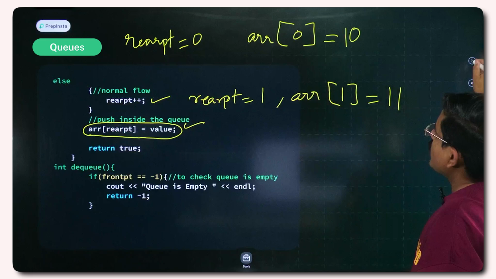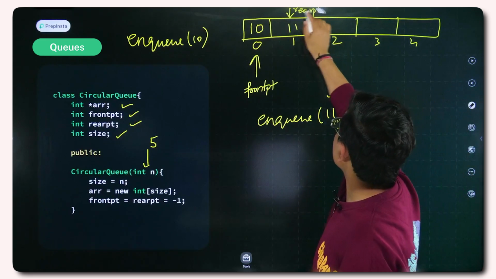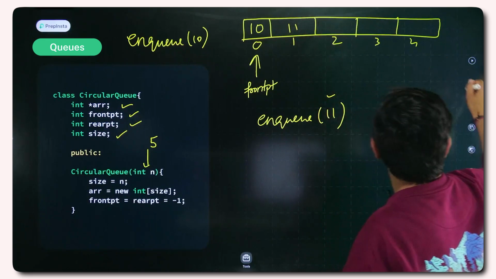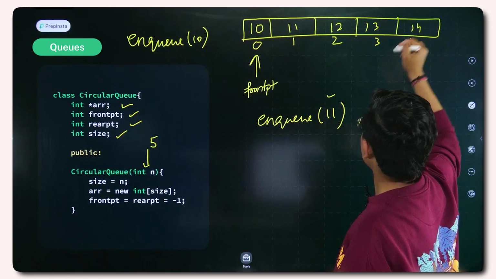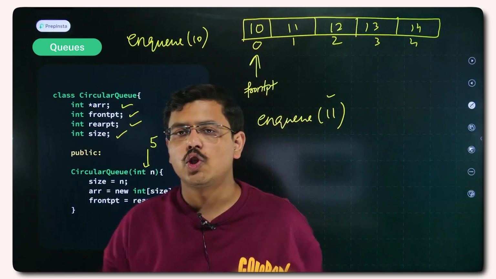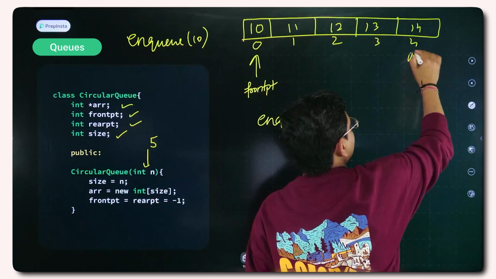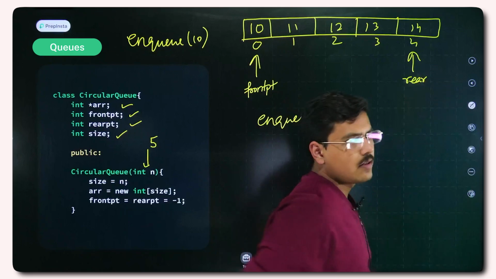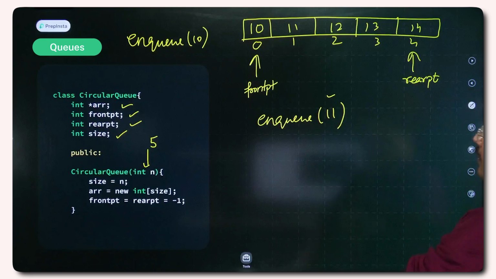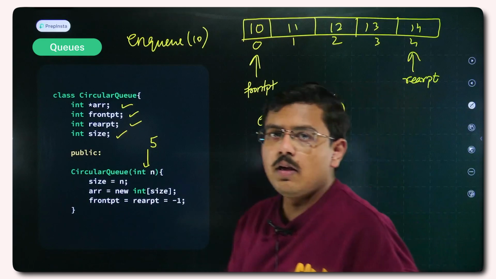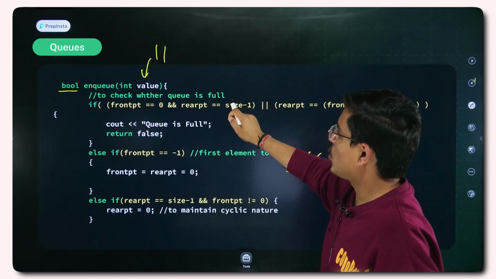Fine. So I'll create a hypothetical condition for you where it is full, and just imagine that there is a position where you have filled it like this, 12, 13, 14. Fine. So now this complete queue is filled. In this case, rear PT would be pointing here, isn't it? The rear pointer is pointing here. In this case, the queue is full. So this condition becomes true.